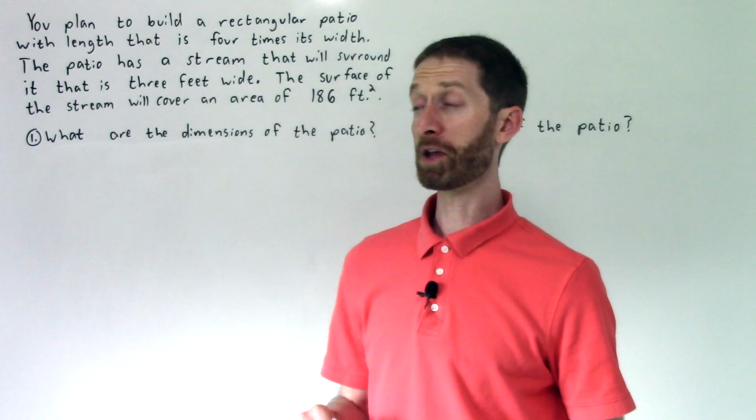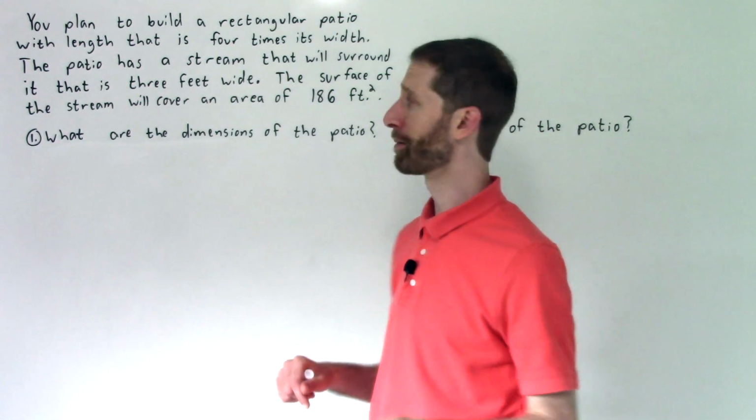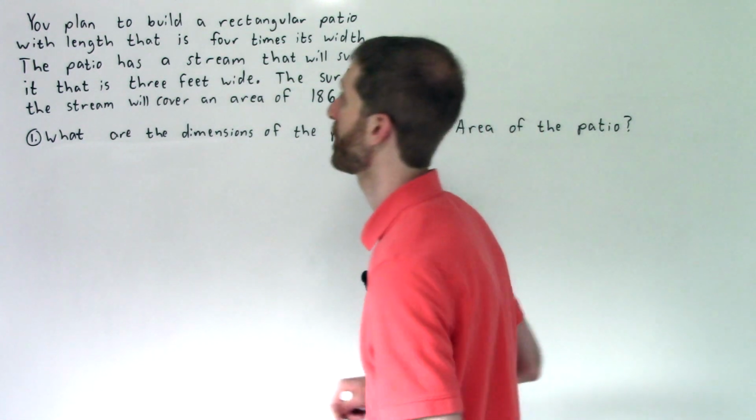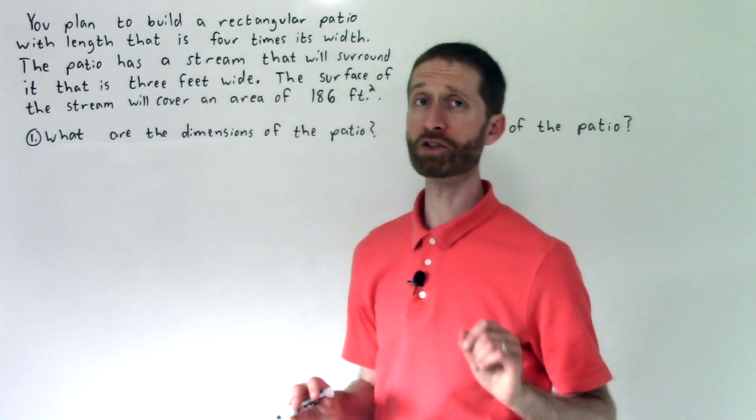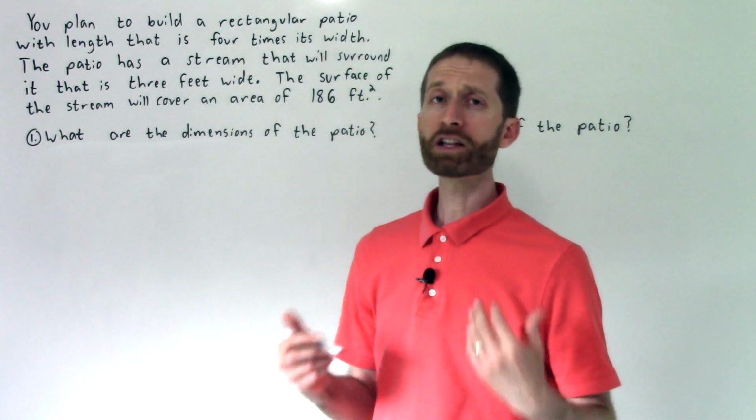So you're probably listening to me being like, what the heck is this all about? Just show me how to do the problem. Let me show you how to think about it too. Let's dive in. It says you plan to build a rectangular patio with length that is 4 times its width. Stop right there. Let's draw a picture.